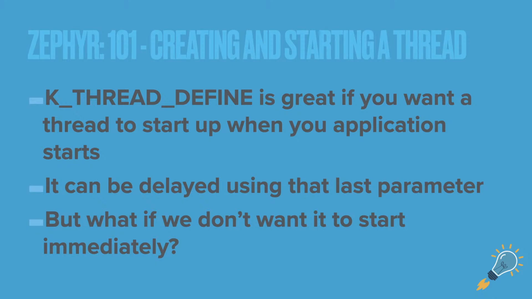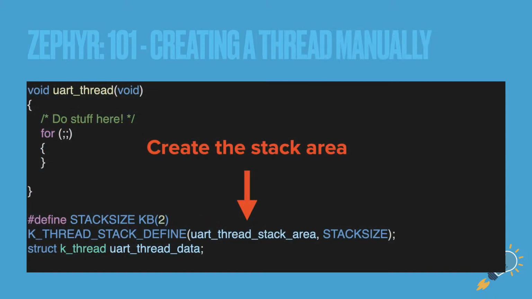So you don't really care. Maybe you have some thread control outside of the thread API. And you can also delay it, like I said. But what if we don't want it to execute immediately? Beyond setting a delay, we can actually create the thread manually. And it's what that macro does underneath the hood. So let's check that out.